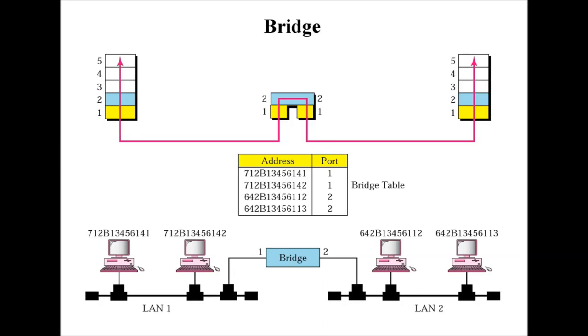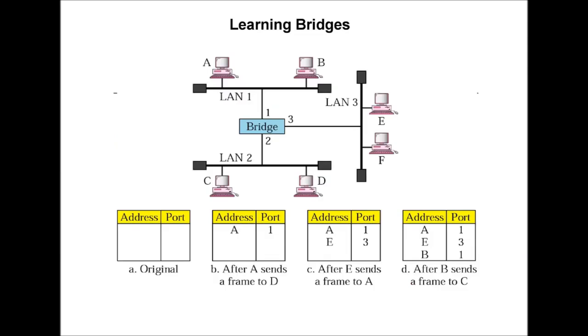So bridge as well as switch maintains the addressing table, and you can see the addressing table over here, which is a bridge table, and in this table you can see the physical address as well as port number for data transmission.